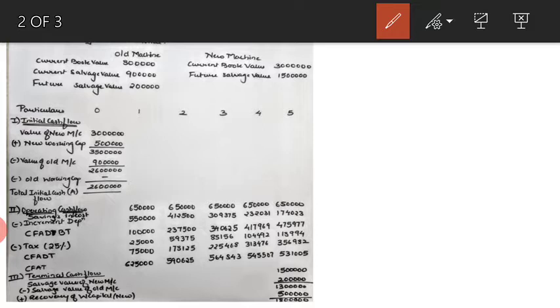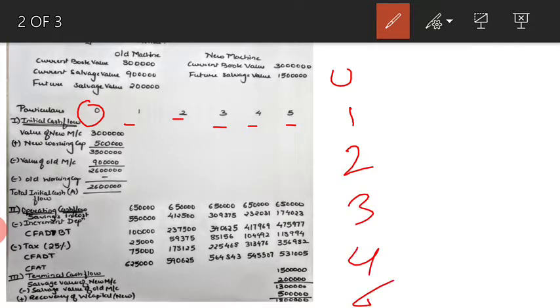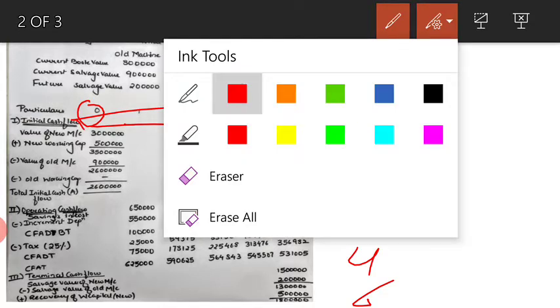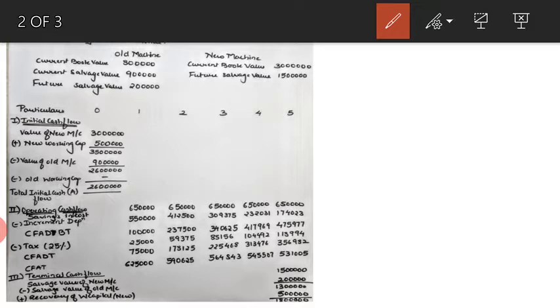Okay, so how many years the life is given? As 5 years. So we start with 0, which is initial investment, 1, 2, 3, 4 and 5. Now it is not different from what we have done earlier. In the earlier problems we used to write vertically 0, 1, 2, 3, 4, 5. For better understanding and to have clarity, we have just converted into a horizontal format. That is the only difference. So don't get confused with this problem and the previous problems that we have solved.